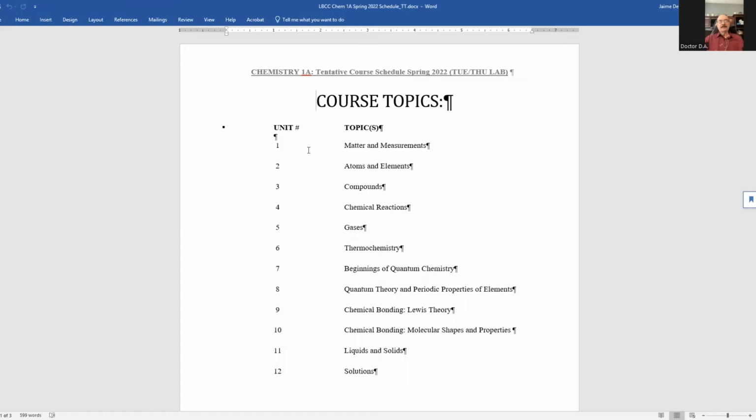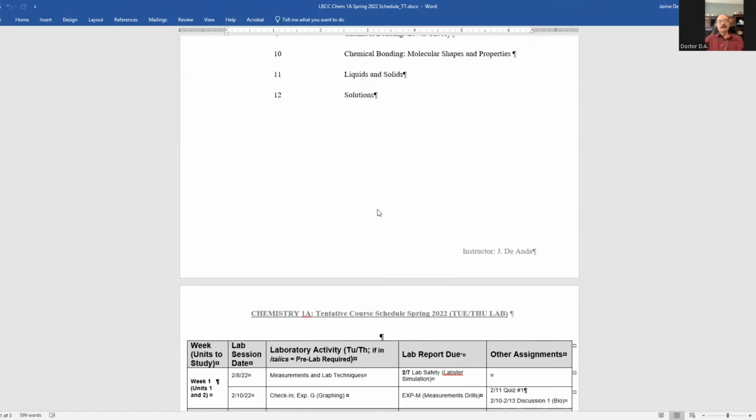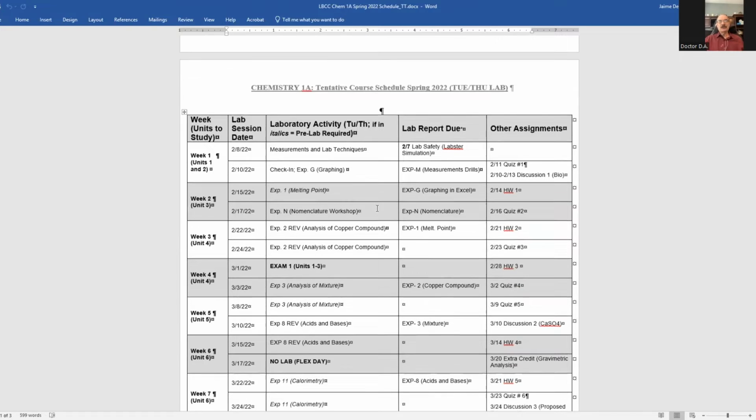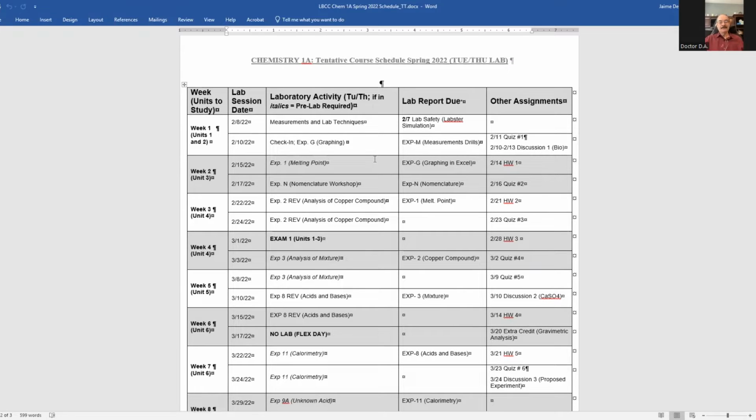So these are the units in the course and the topics for each one. A few changes here and there, but don't worry, it's all the same. Now, what's important, starting here on page 2 of this document, is you have the actual course schedule. If you download the PDF or the syllabus, this is going to be included in there, even though it's not on the actual syllabus page in Canvas.